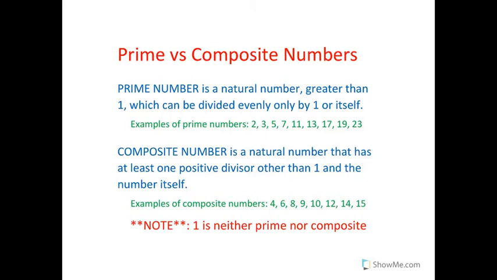You'll notice that all even numbers are composite numbers, except for the number 2. Of course, composite numbers don't have to be even, such as the number 9, which is equal to 3 times 3, in addition to 1 times 9. And you'll notice that 1 is not on either of those lists. 1 is neither prime nor composite.